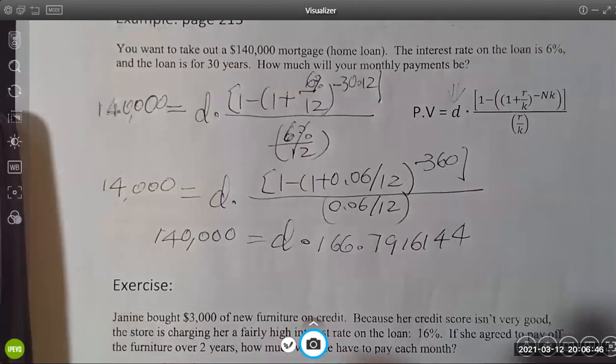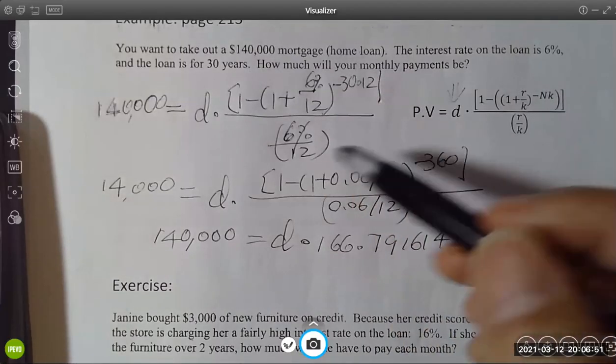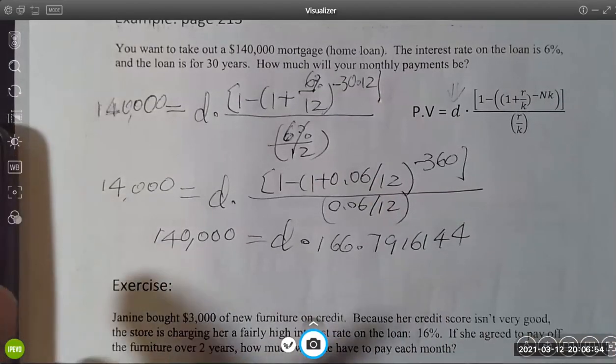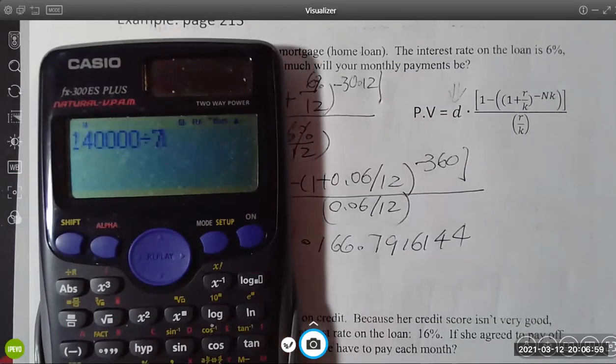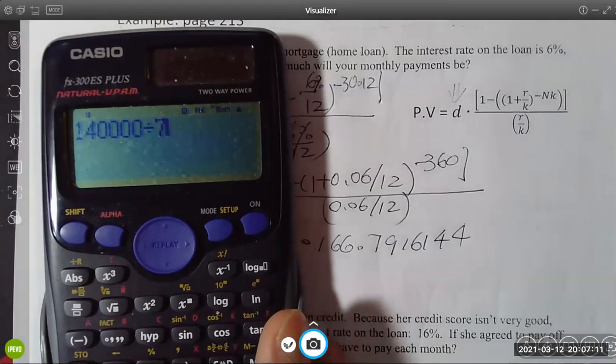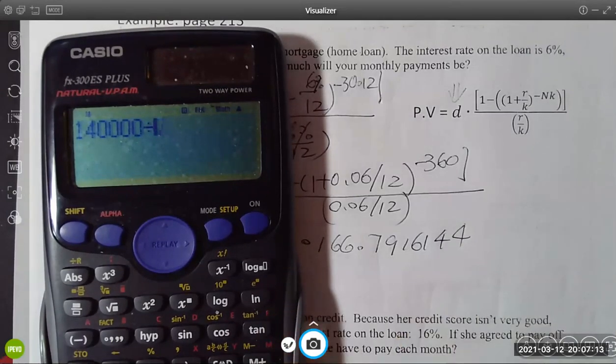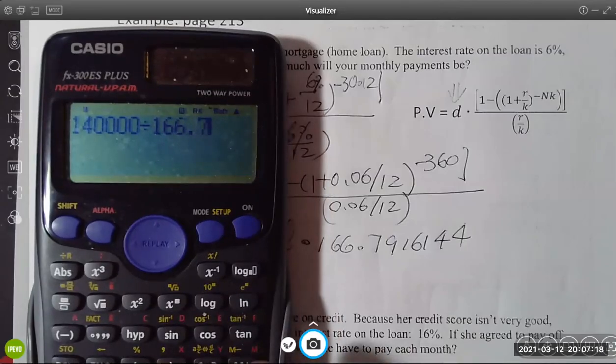Let me tell you before we do the division: time is money. I mentioned this several times. If you have a longer time, your monthly payment is going to be low, that's the information. But that doesn't mean your total out-of-pocket payment is low. Actually, it's the highest among different terms. 30 years is the worst among 30-year, 20-year and 15-year mortgages in terms of how much you pay in the end. So divided by 166.7916144.